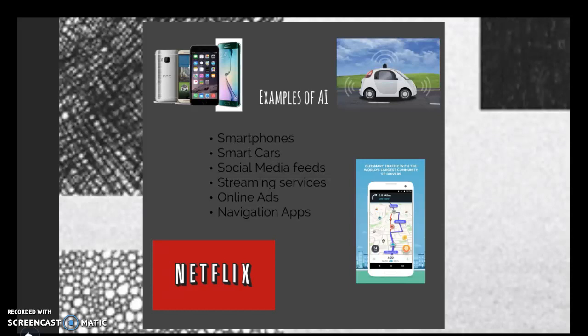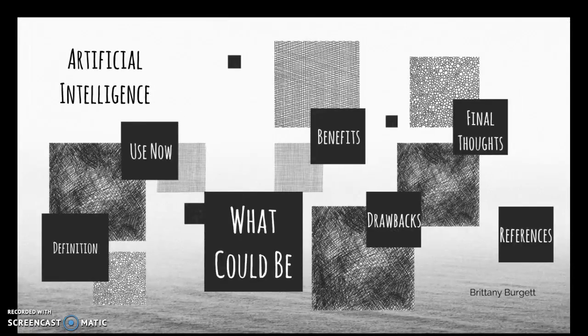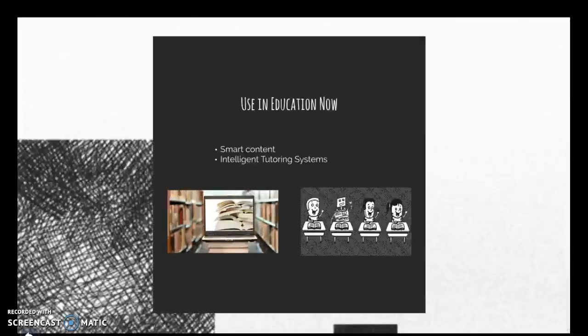So obviously artificial intelligence includes more things, more technologies that we use in our daily lives, as well as the robots that we typically think of. So now that we've got a definition of what artificial intelligence is, let's talk about how we can use it in education. So first, let's start with how we currently use artificial intelligence in the classroom.